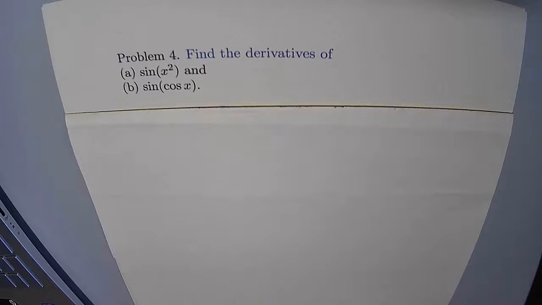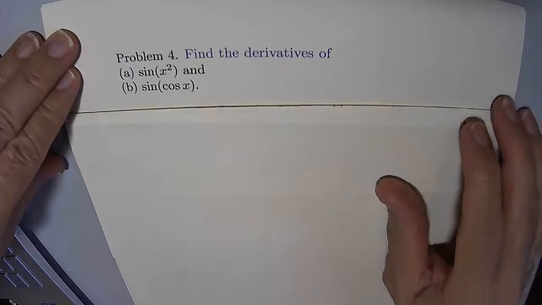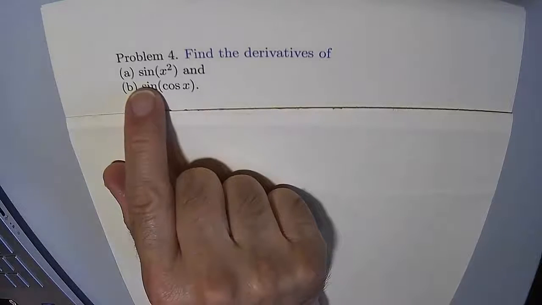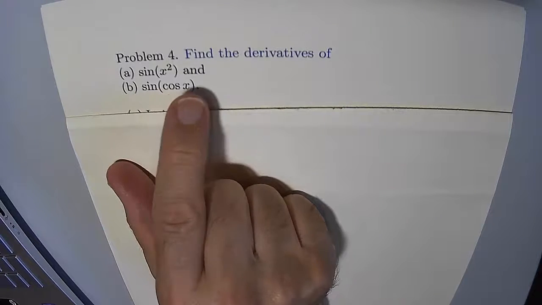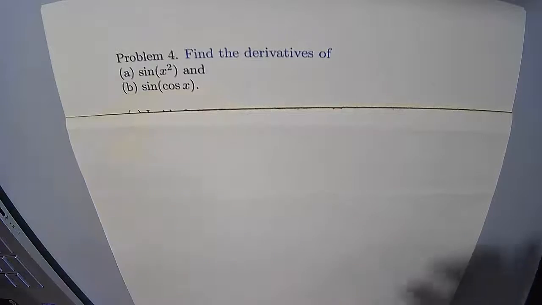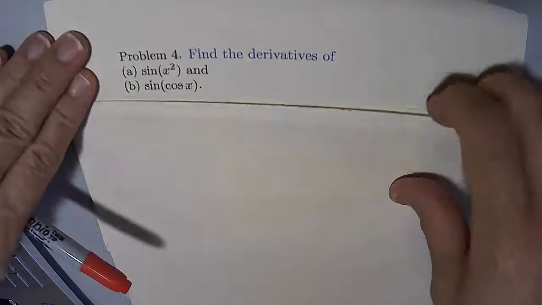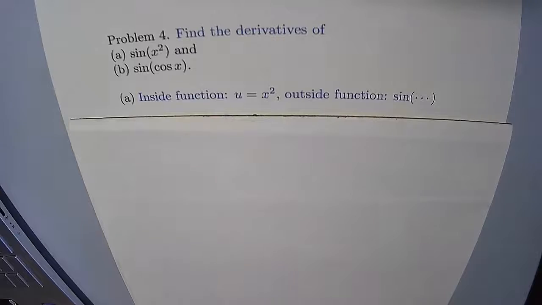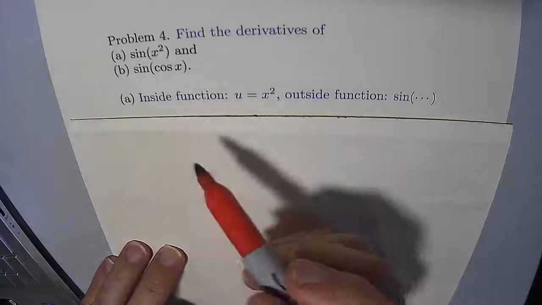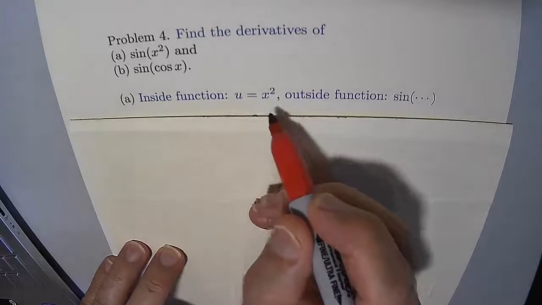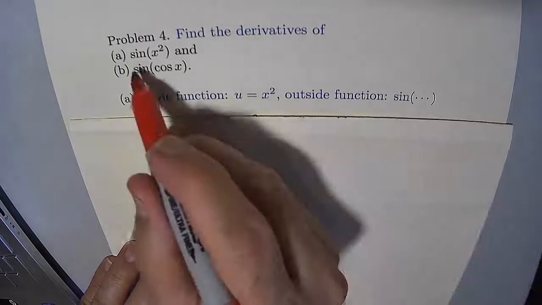The fourth problem consists actually of two problems. The first one, sine of x squared, and the second one, sine of cosine of x. So the inside function is different, the outside function is the same. The inside function in the first problem, a, is x squared. The outside is the sine function.